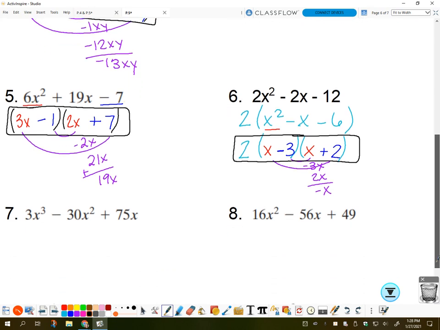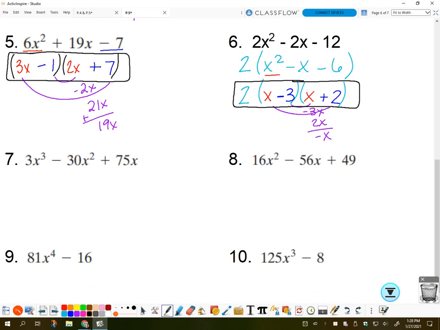All right, number 7. All right, again, do we have a GCF? I believe that those are all divisible by 3. And they all have an x. So that's going to leave me x squared. Divide here, and you're going to have negative 10x. Divide these, and you're going to have 25. All right, so then we try to factor this and keep up with that GCF.